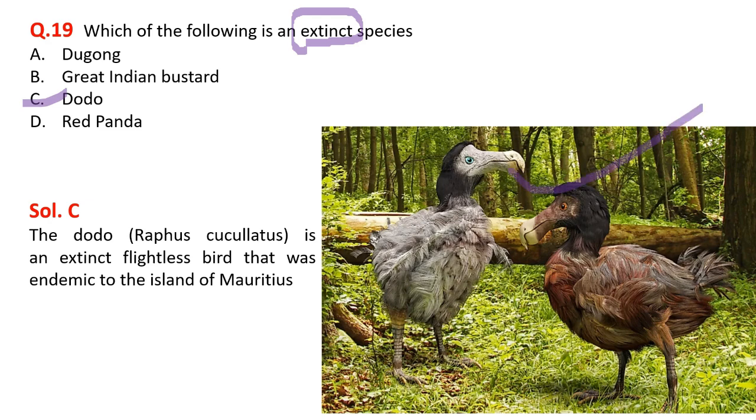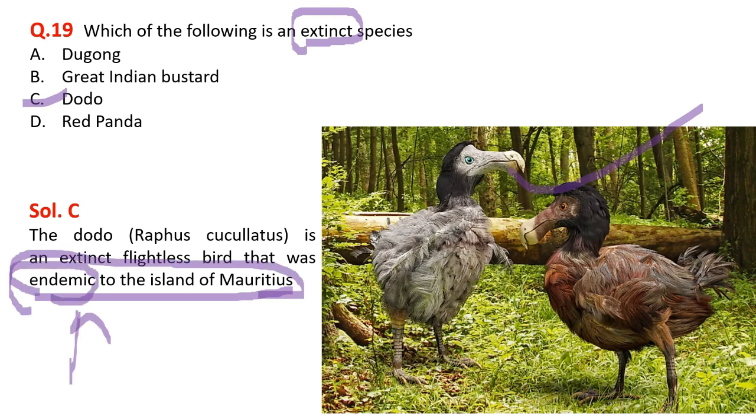This bird, you cannot find on earth. Completely they are extinct and they were endemic to the island of Mauritius. They were in Mauritius only, not elsewhere. That is the meaning of the term endemic. Now what is dugong? It is a type of dolphin. What is the great Indian bustard? It is a bird which lives in the Thar desert. Then red panda is a Himalayan animal, a very small red colored panda kind of animal.